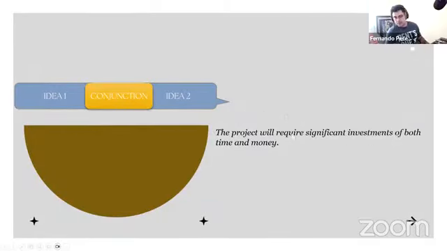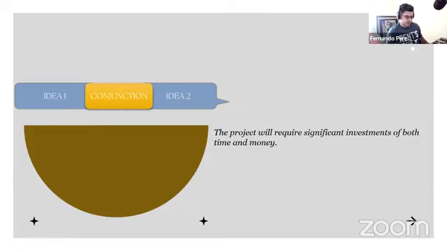The project will require significant investments of both time and money. According to the explanation, a conjunction is connecting two ideas, no? So what two ideas are we connecting here? Which are the two ideas that we're connecting here?